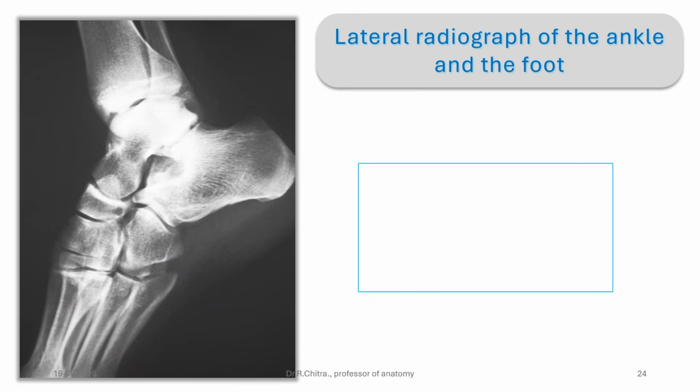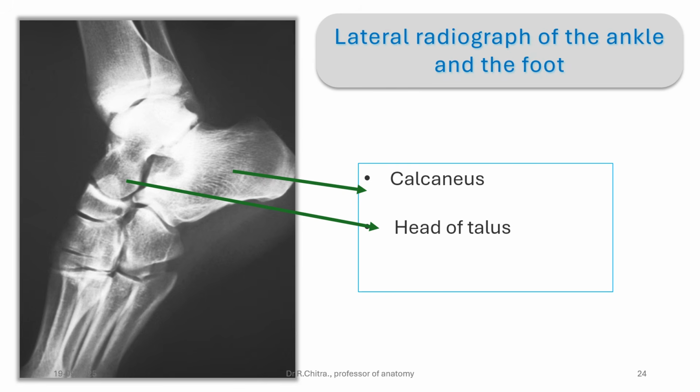So we have seen the bones of the foot elaborately. Now it is time to identify the bones of the foot. Can we identify the bones of the foot in this lateral radiograph of the ankle and foot? Yes, that is calcaneus. This is the head of the talus. That is in between the proximal row and distal row, that is intermediate. What is that? Navicular. This is on the lateral side, which articulates with calcaneus. Yes, cuboid.